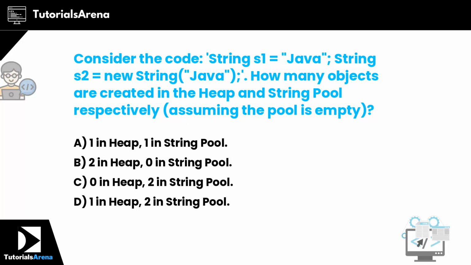Consider the code. String s1 equals "Java". String s2 equals new String("Java"). How many objects are created in the heap and string pool respectively, assuming the pool is empty? Answer is A. 1 in heap, 1 in string pool.